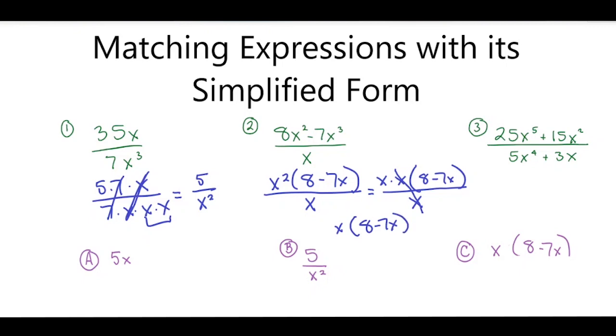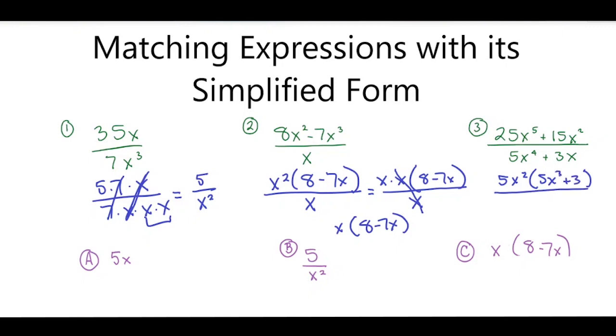And for number 3, I have to look and see what can I factor out on the top. I can factor out a 5, and I can factor out an x, and then I see that the lowest power of x is 2, so I'll factor out a 5x squared. So when I divide both terms by 5x squared, I get 5x to the third power plus 3.